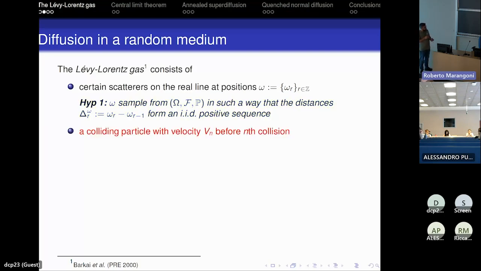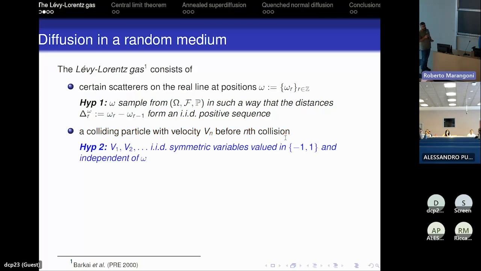The model also consists of a particle that moves on this line, and say V_n is the velocity of the particle before the n-th collision with an obstacle. The second main hypothesis of the model is that velocity forms a sequence of IID random variables which take only values -1 and 1 with equal probability. So this is the simplest possible version of the model.